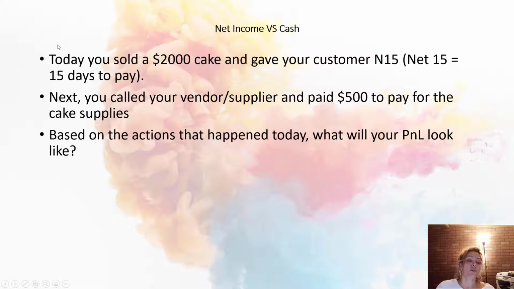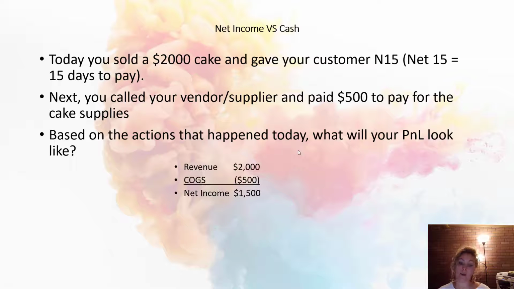Now, let's do an example. So today you sold a cake for $2,000 and you gave your customer net 15, which means 15 days to pay. And then next you called your supplier and you paid them $500 for those cake supplies. So you called them, gave them your debit card, paid $500 that day. Based on these two actions today, what will your profit and loss statement look like? So our income or revenue is $2,000 minus our cost of goods sold, which is $500. So our net income, our net profit, is $1,500.